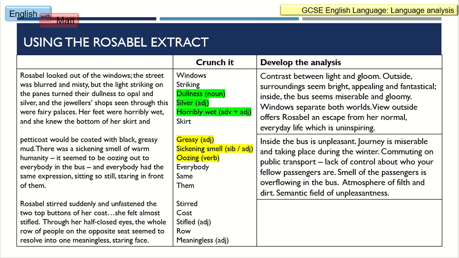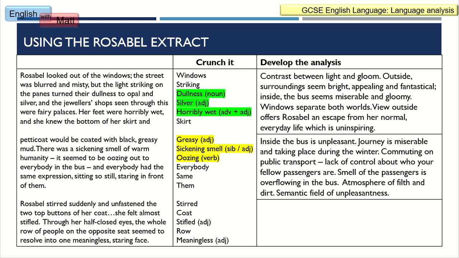So to use kind of analysis words: reinforces, emphasizes, foregrounds. These words in yellow foreground and emphasize and reinforce the unpleasantness of this miserable journey that she's taking at the end of the day.